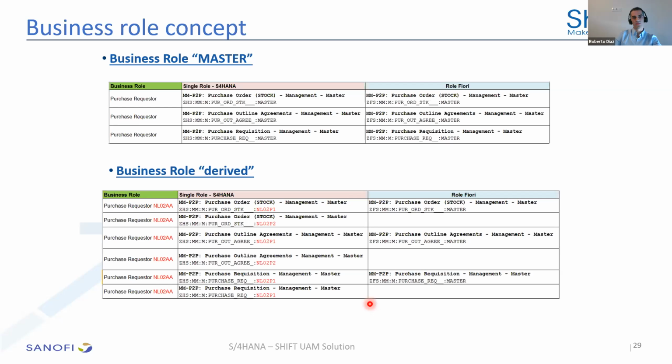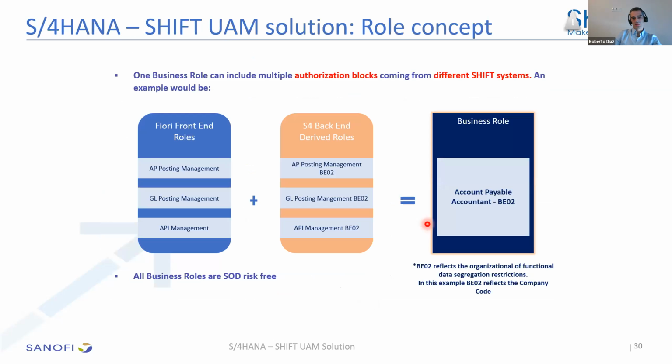Let's say the addition of the S/4HANA and Fiori technology is that it brings new systems and new roles for the Fiori system. So we are multiplying the roles to be assigned to the user, right? So this is the business role concept, meaning that a business role is a grouping of single roles, but it can group roles from multiple systems. And this is very important because in our solution, the users require roles for multiple systems like Fiori is for HANA, but also BW, GTS, or MDG.